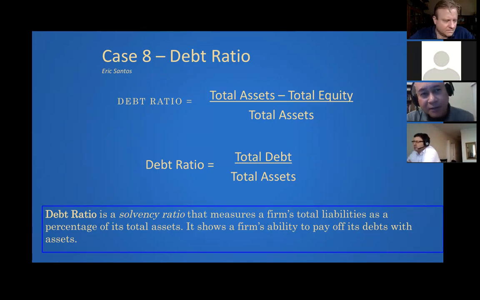So over time, as a company progresses, they might not want to spend all their cash on hand to purchase an item. So they'll finance it through debt. When we think of debt, it's another word for liability. And overall, debt and liability kind of ensues leverage. So debt ratio is a solvency ratio that measures a firm's total liabilities or debt as a percentage of its total assets. It also shows a firm's ability to pay off its debts using assets. So next slide, Michael.